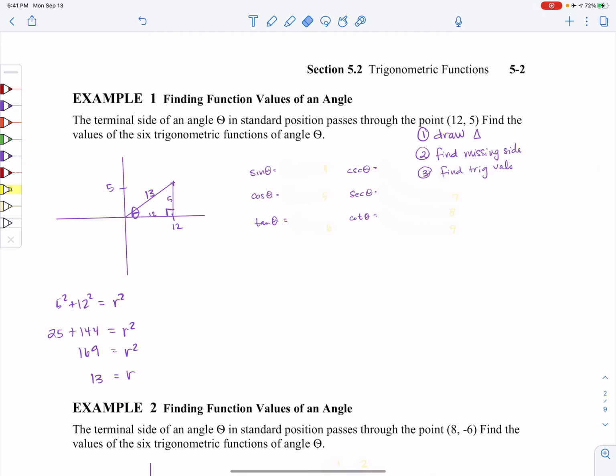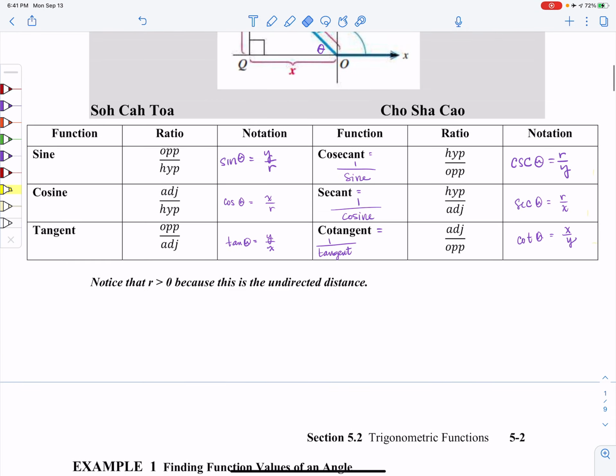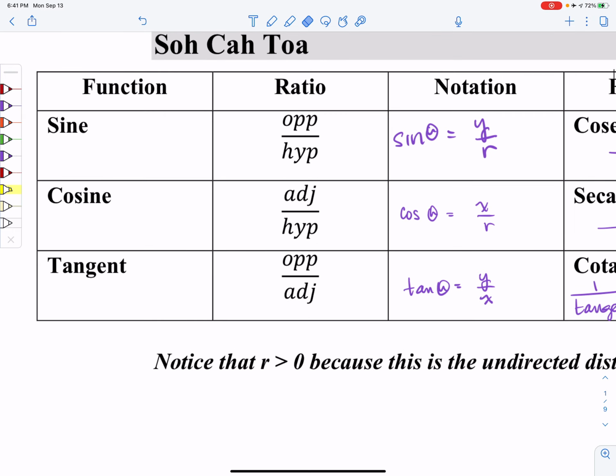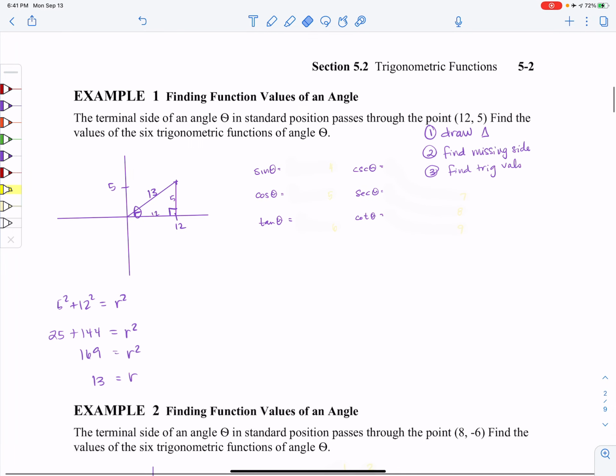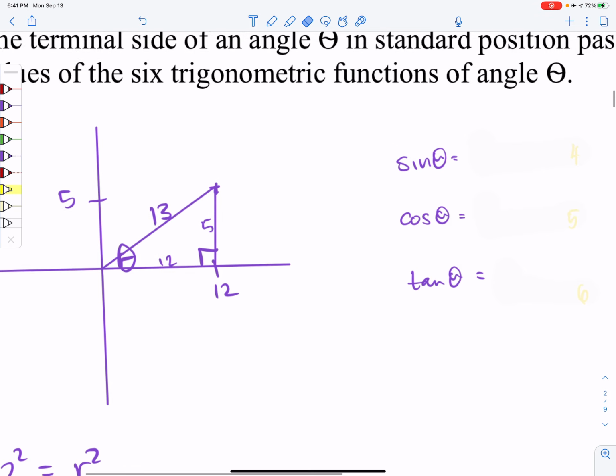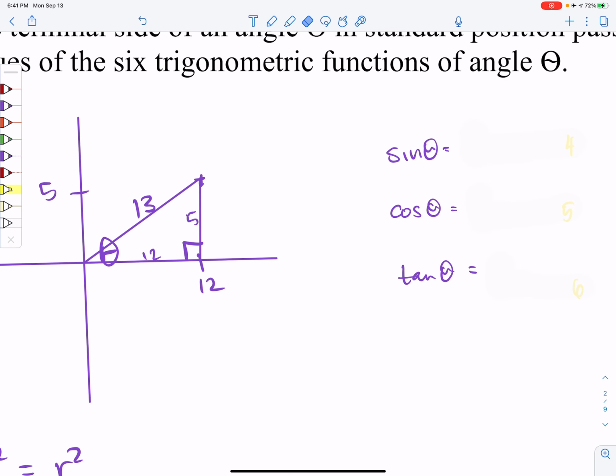And then the third thing that we're going to do is we're just simply going to go find those trig values. So we're going to use SOHCAHTOA first to get our sine, cosine, and tangent. So remember, sine is going to be opposite over hypotenuse. So that'll be 5 over 13.